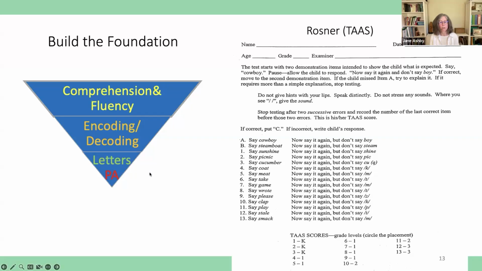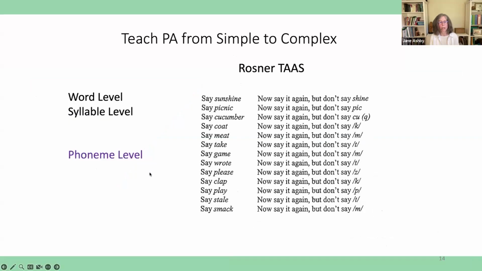So let's take a little closer look at the Rosner and what that's all about. So it starts off with larger units of phonological awareness and moves to increasingly smaller units. So at the word level, we have things like say sunshine, now say it again, but don't say shine. And the student would say sun. I say picnic, now say it again, but don't say pick. They would say nick. Say cucumber, now say it again, but don't say Q.